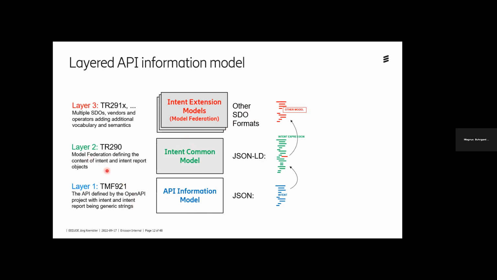And then the next layer is the model federation, defining the contents of intent and intent report objects. And then the next level is the multi-SDOs, the vendors and operators adding additional vocabulary and semantics. So it's a way to work together and still have a model that holds together.